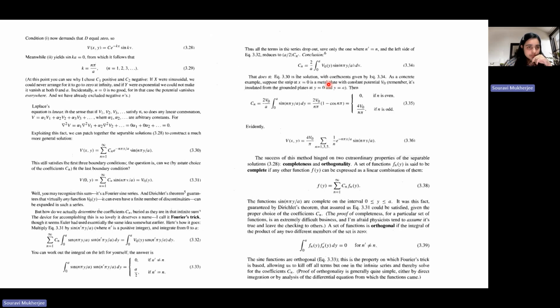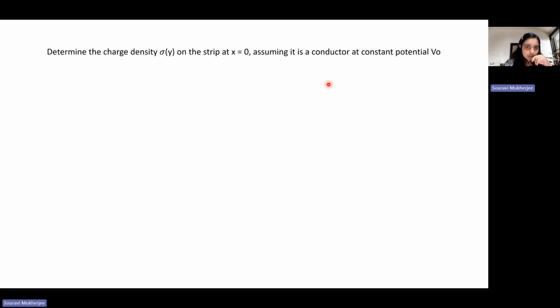So that's how one can solve for Laplace equations. Using that, what we saw is that once you know the potential, suppose there's a conductor at a constant potential V naught, now you want to find the charge density.